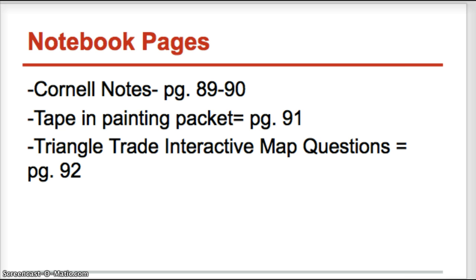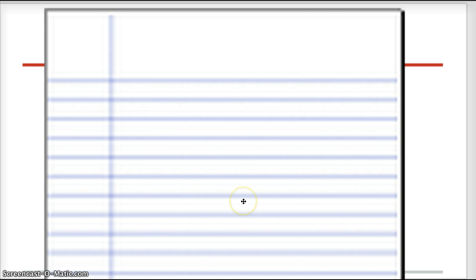Answer those questions. For Cornell notes, the way you're going to set them up is on your page. You're going to draw a line. Yours will be neater than mine. On this side, you are going to write the main ideas. On this side, you'll write the rest of the notes.